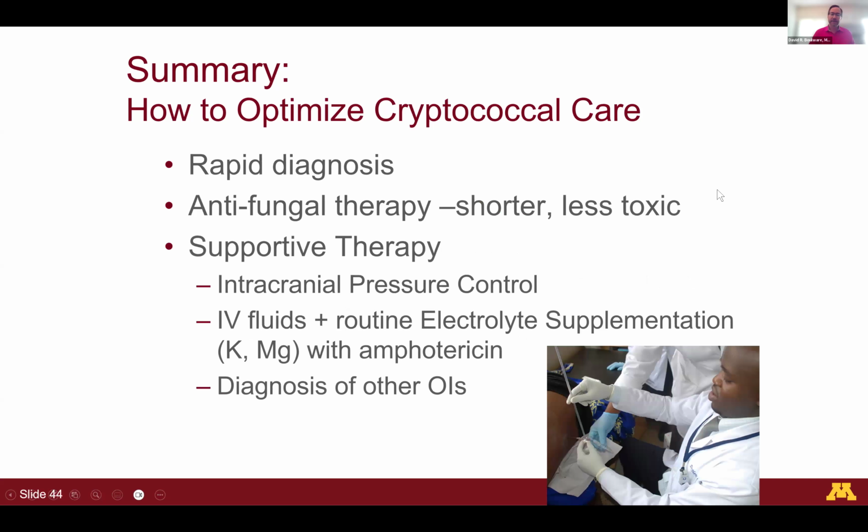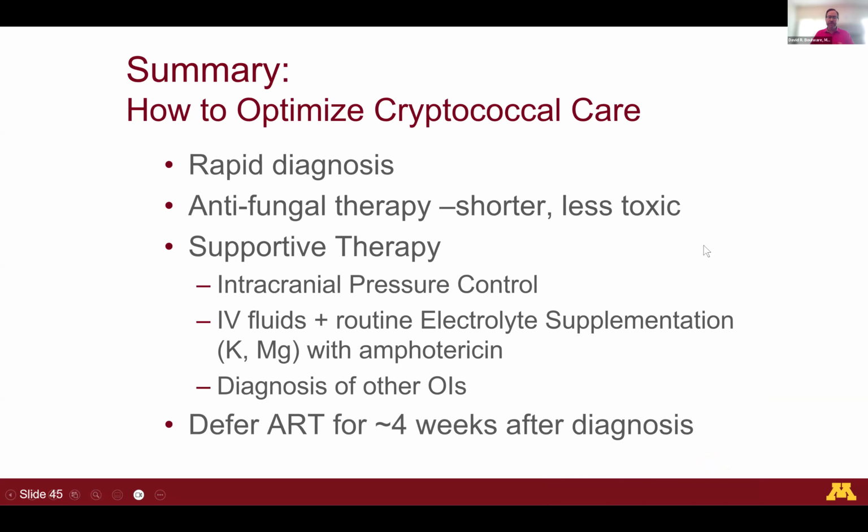And then supportive care: controlling intracranial pressure, IV fluids, and electrolyte supplementation for those getting amphotericin, and looking out for other OIs. So all the things that people are talking about today, just because you've got one OI doesn't mean you can't have another. And then we defer HIV therapy for at least 4 weeks after diagnosis, making sure people are walking, talking, and at least clinically stable.